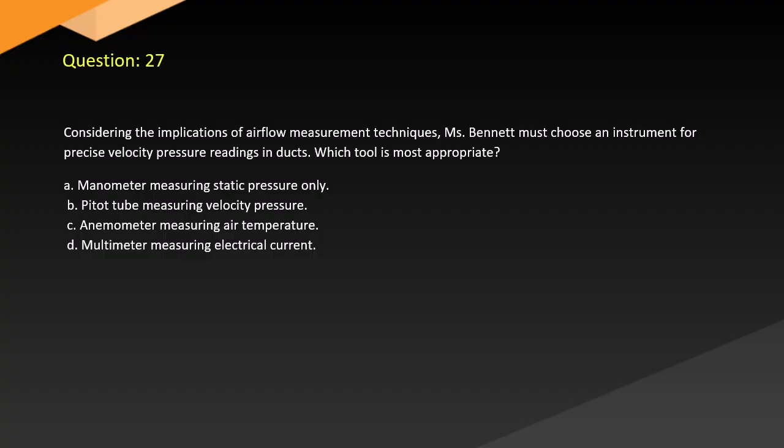Question 27. Considering the implications of airflow measurement techniques, Bennett must choose an instrument for precise velocity pressure readings in ducts. Which tool is most appropriate? A. Manometer measuring static pressure only. B. Pitot tube measuring velocity pressure. C. Anemometer measuring air temperature. D. Multimeter measuring electrical current.